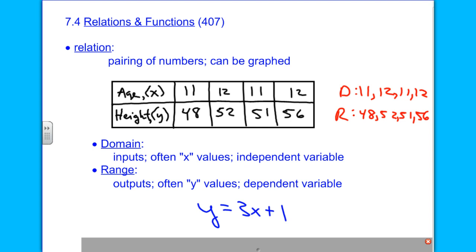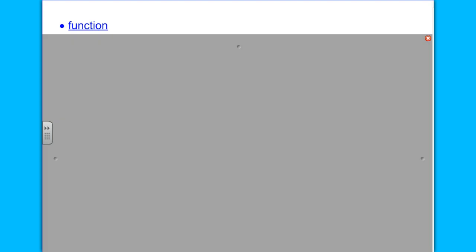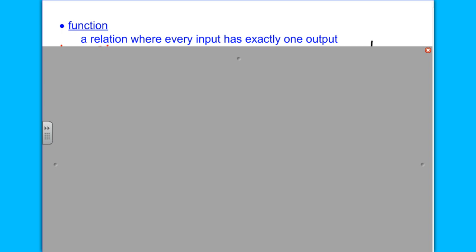A relation is just any pair of numbers at all. We could make any random pair of numbers. But a function is a special kind of relation, where every input has exactly one output. I like to think of it as you can have relationships that are functional or not functional. There's both types. What if I had a relationship that was not functional?